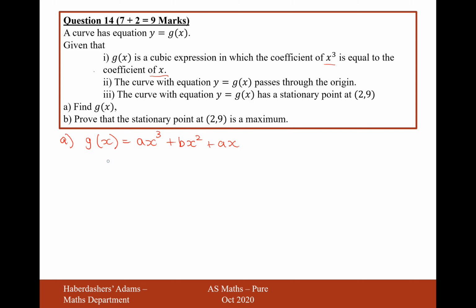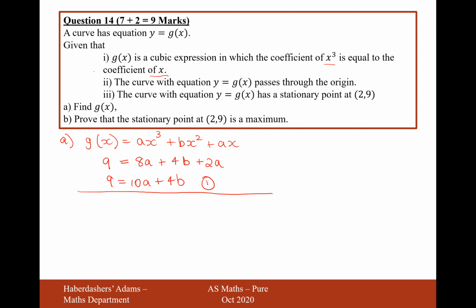That it will go through the point (2, 9). So 9 equals 8a plus 4b plus 2a, or in other words 9 equals 10a plus 4b. Okay, so that's information number 1 about a and b.